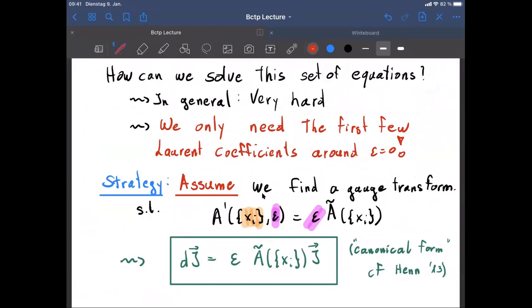Okay, so what have I gained? Well, the dependence on epsilon is trivial, but what does it actually gain? What do I actually gain? To understand that, let's use again the analogy with gauge theories.